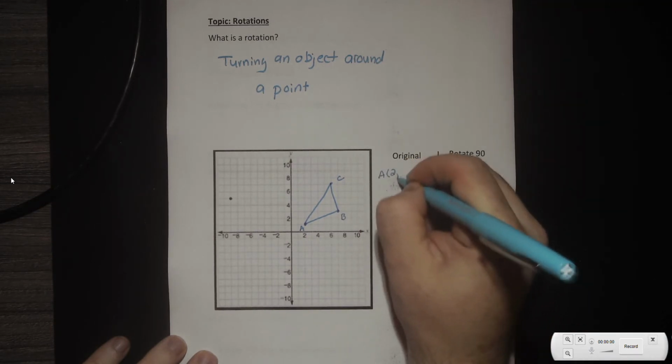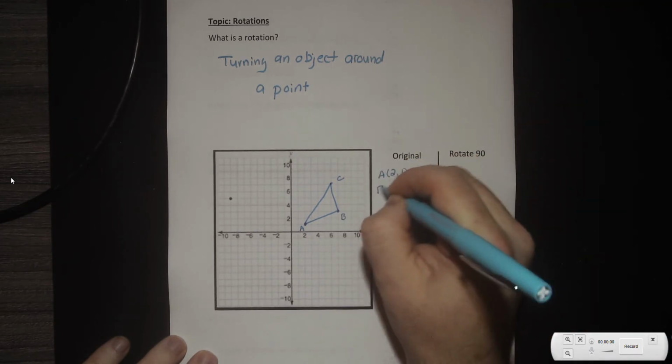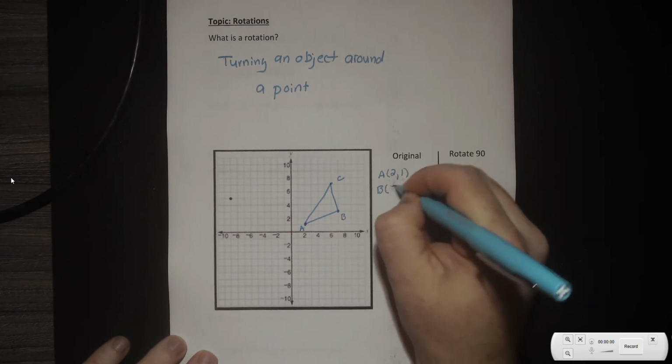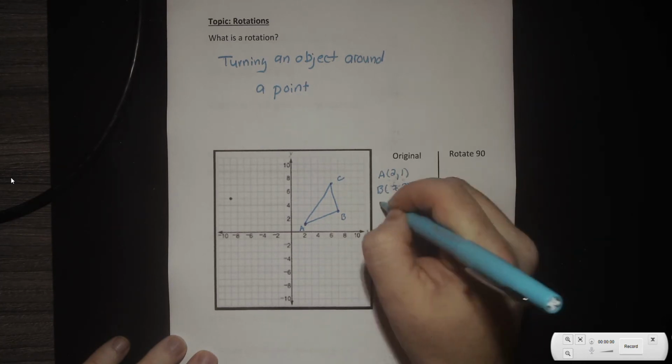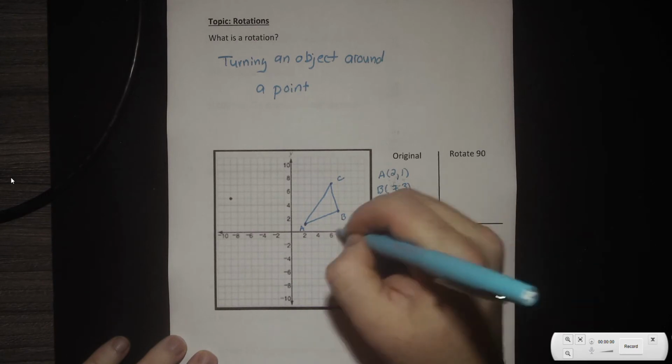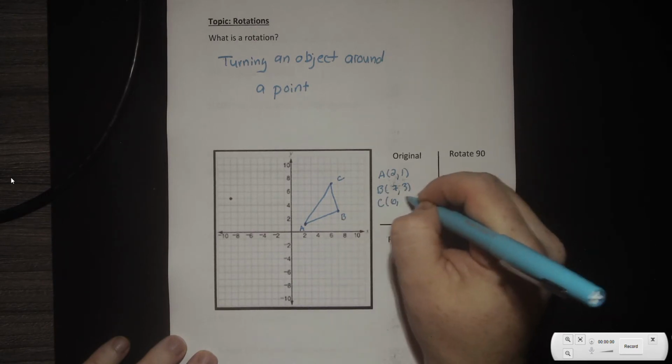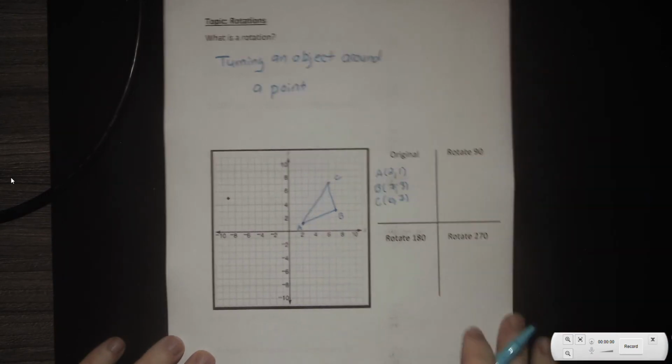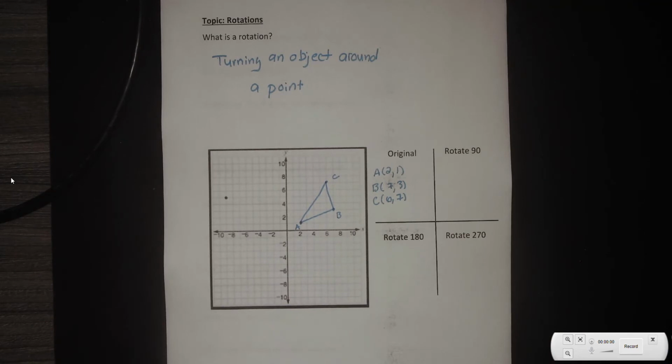A is (2, 1), B is (7, 3), C is (6, 7). Okay. So I'm going to rotate this around the origin. And so when I rotate, I'm going to go counterclockwise, which is basically in this direction.